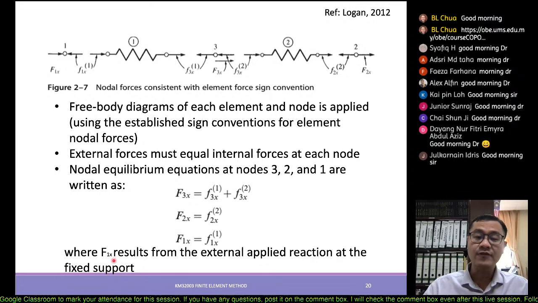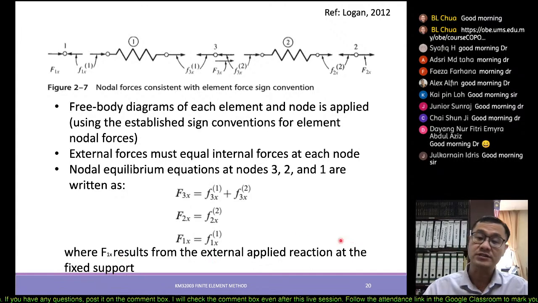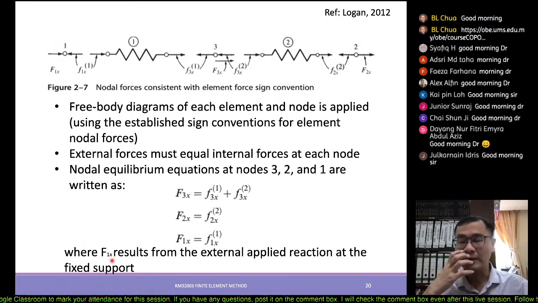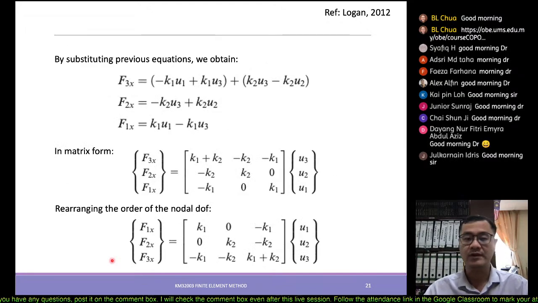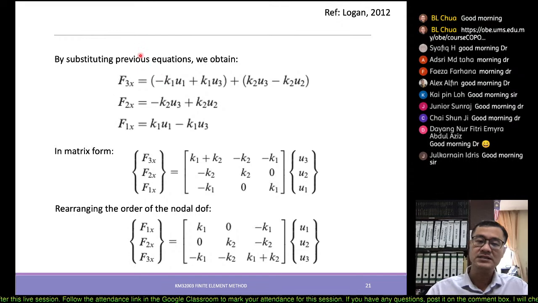Now we can say that the capital F is a result from the external applied reactions. At this particular wall itself, this F1, the external force, will be our reaction force acting on the fixed support. So from there onwards, based on our relationship, we slowly insert the internal force for every single part of it.